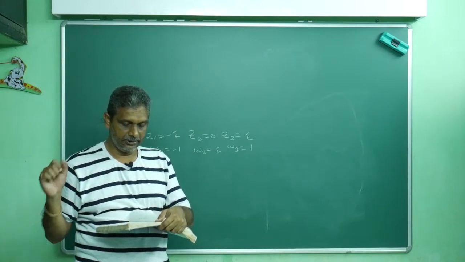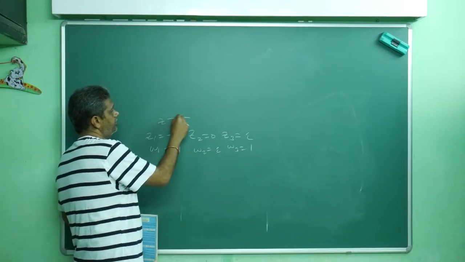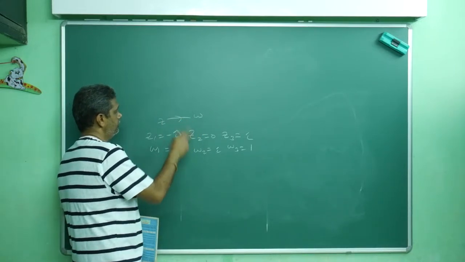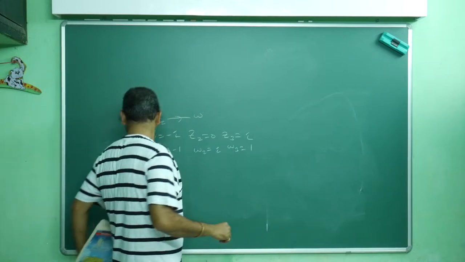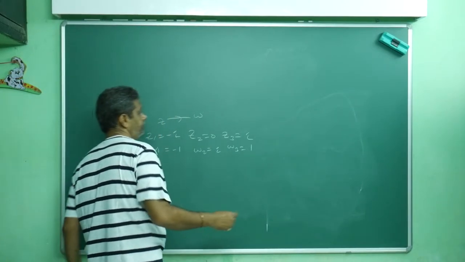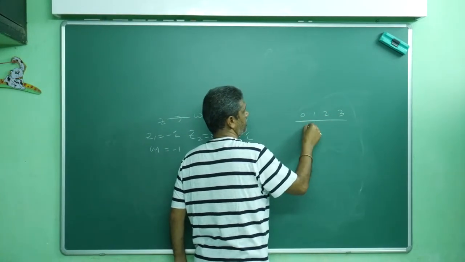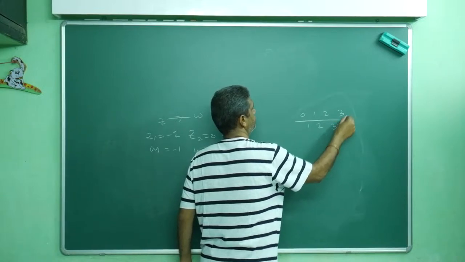So they have given 3 points. Now we can assume Z maps onto W. Now what I told you, you can always remember the cross ratio: 0, 1, 2, 3, denominator you can write 1, 2, 3, 0.